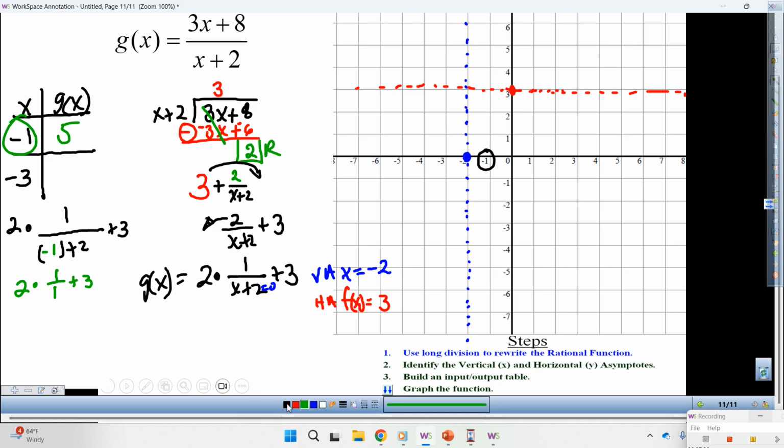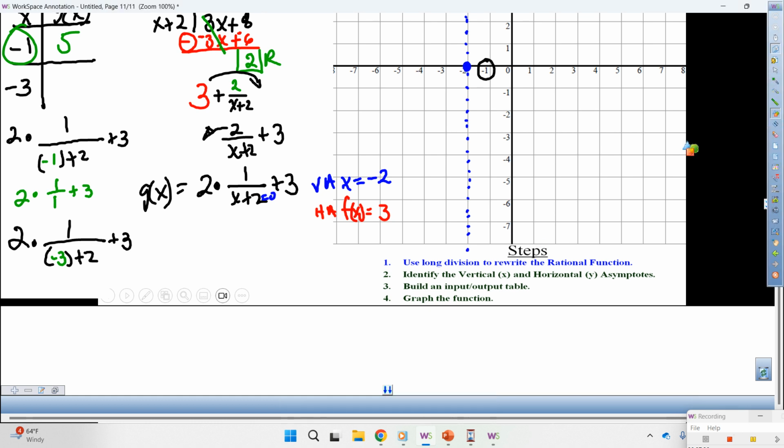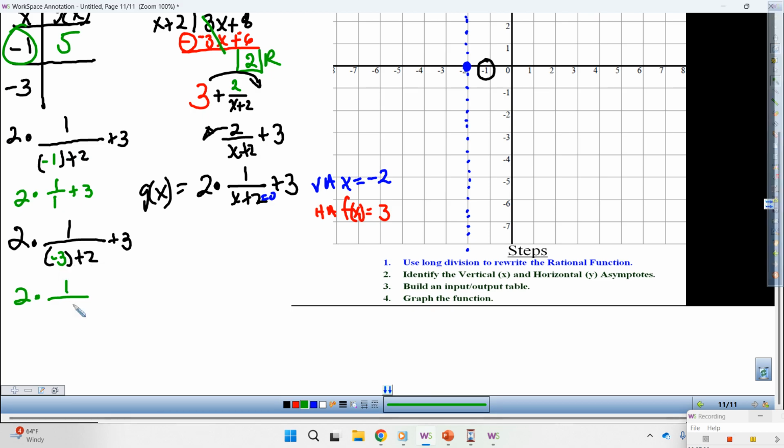All right, let's do it again. 2 times 1 over, parentheses, x plus 2, plus 3. And my next value is negative 3. So, we got 2 times 1 over, what is negative 3 plus 2? Negative 1. So what is 1 divided by negative 1? It's negative 1. So what is 2 times negative 1? Negative 2 plus 3, positive 1. That is correct.